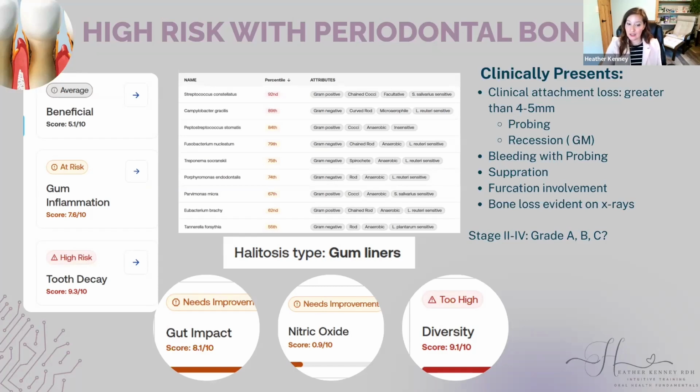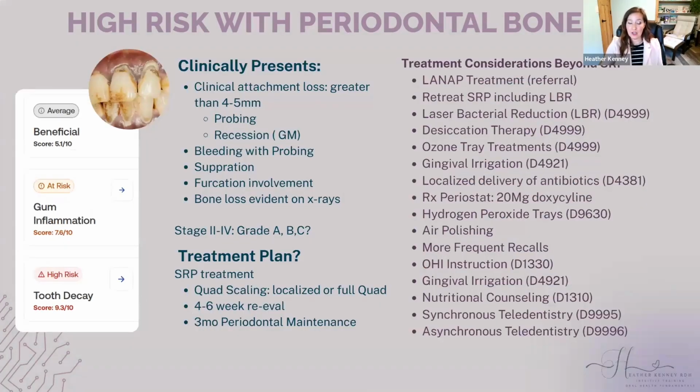And the diversity, you should be bringing the diversity down through your treatments of biofilm disruption. So something that you could think about for treatment considerations for this patient: LANAP, depending on if you refer or if you have an office capable of doing LANAP surgery, this patient needs a pretty significant biofilm disruption. If it's someone who you haven't treated lately, then you should put them back in retreatment.